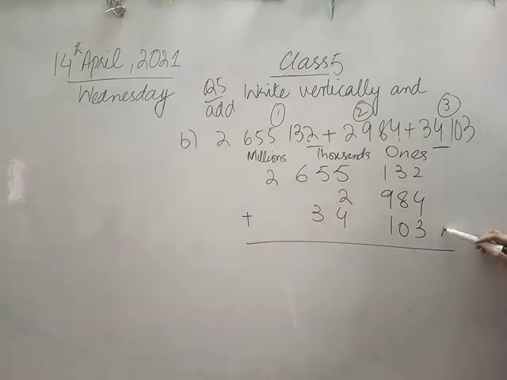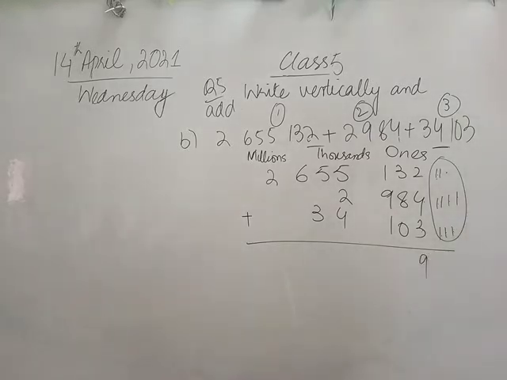Now I am going to start from this side. We have to add 3 numbers one by one. 3 plus 4. For upper I have 2. In middle I have 4, and in lower I have 3. So in total I have 9. Fine class?